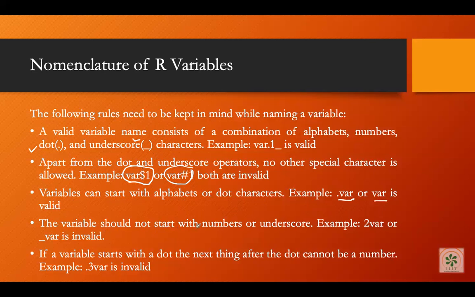The variable should not start with a number or underscore, right? So if a variable is there, it should not start with the number or underscore. So I cannot give it like this. This is not the right way to do it. For example, 2var or underscore var is invalid. In a variable starting with dot, the next thing after the dot cannot be a number. So dot 3 is also invalid, meaning after the dot, if any numeric number is there, then it is invalid.